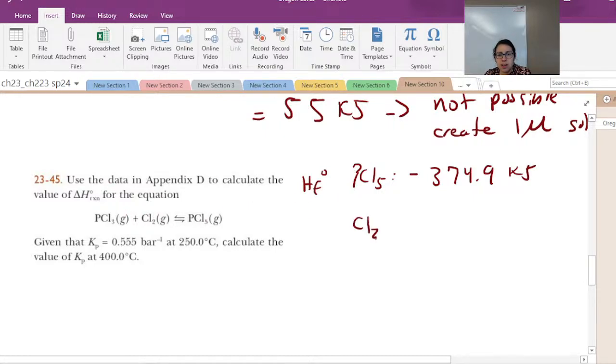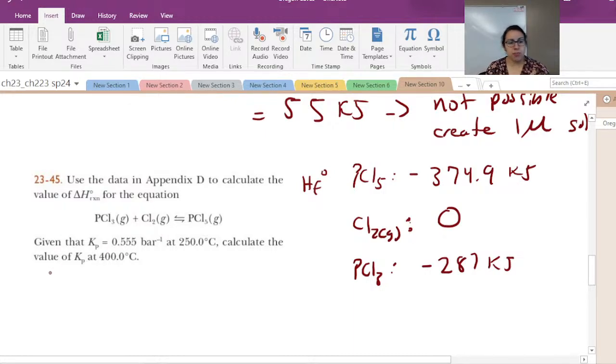And what's chlorine gas? What should it be? 0, yeah, so it's 0. So if you can remember way back, things that are in their elemental form should have a standard heat of formation of 0. But you could have looked that up and verified that. And then what did you get for PCl3 for the standard heat of formation? Negative 287. Negative 287 kilojoules.